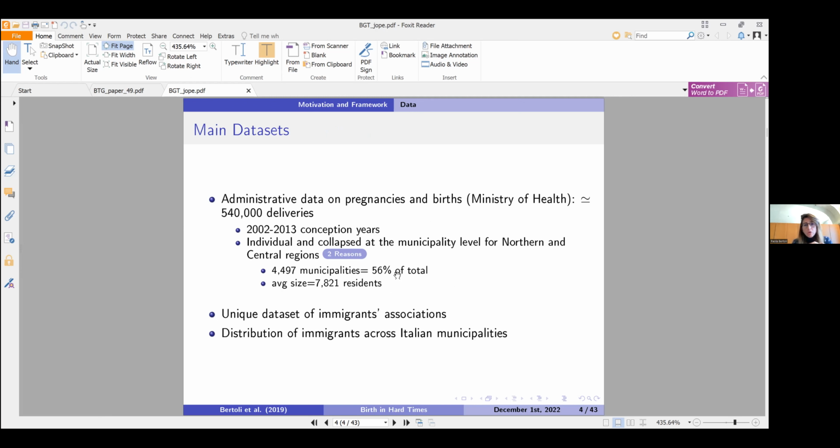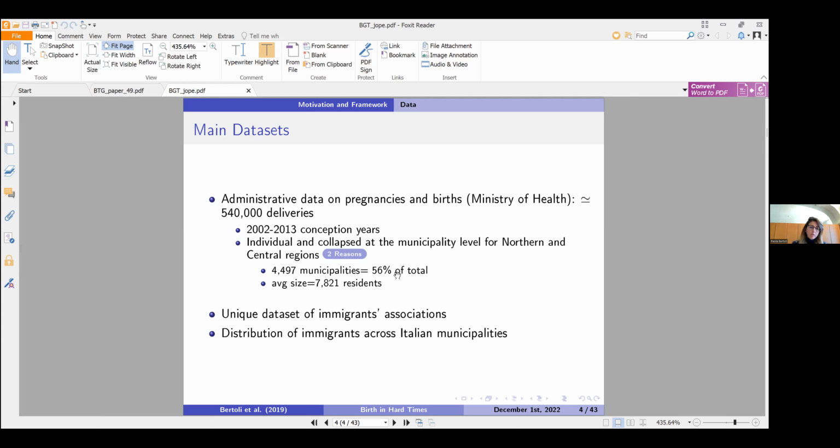What I'm going to show you are the results on immigrants' newborns, because that's our focus, but in the paper there are also all the analyses done for the Italian ones, so I can tell you a sort of comparison of what was going on. These were newborns that were born between 2003 and 2014, so it means that they were conceived between 2002 and 2013.